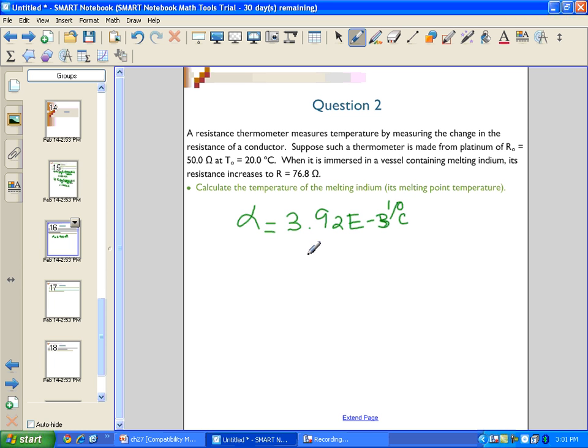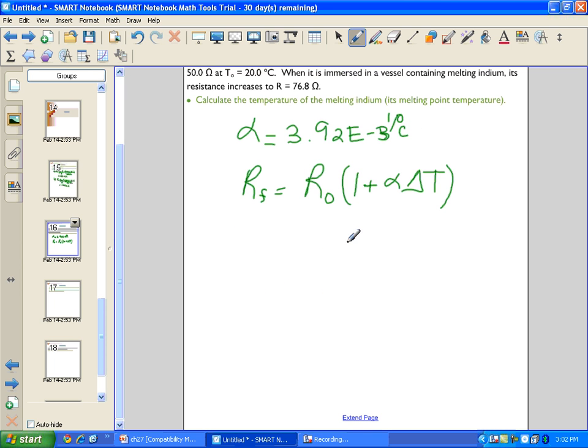Per degree Celsius. So in other words, the platinum undergoes a change in resistance by this value for every degree Celsius. Well, we have our expression for the resistance as the resistance at the reference temperature times 1 plus alpha multiplied by the change in temperature. And so we can solve for delta T, the change in temperature, by algebraically isolating our variable: R final divided by R initial, minus 1, times 1 over alpha.